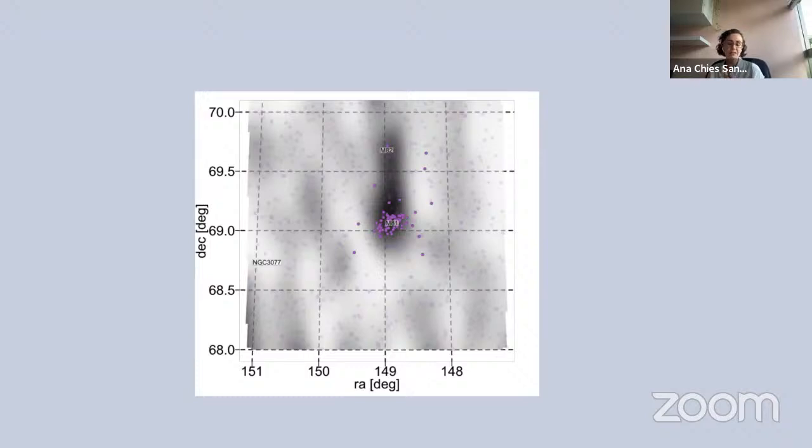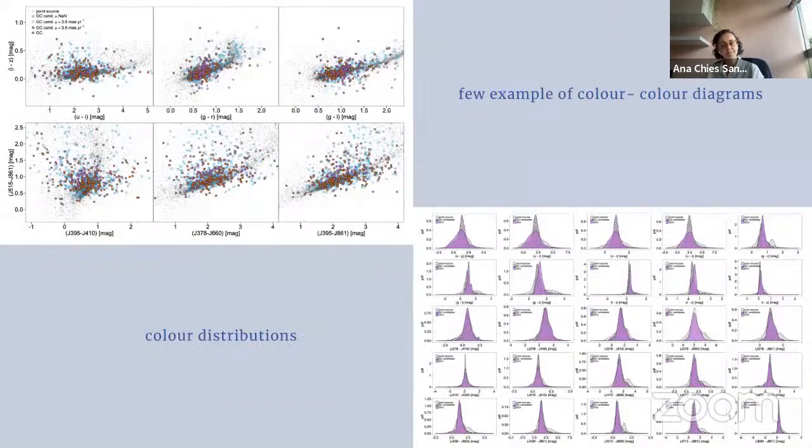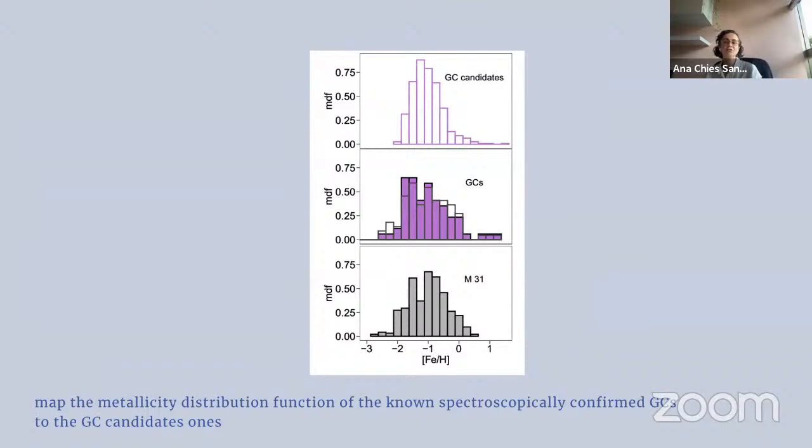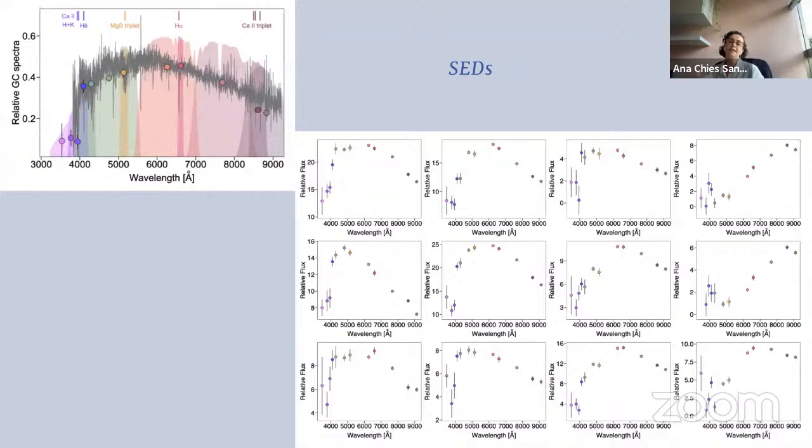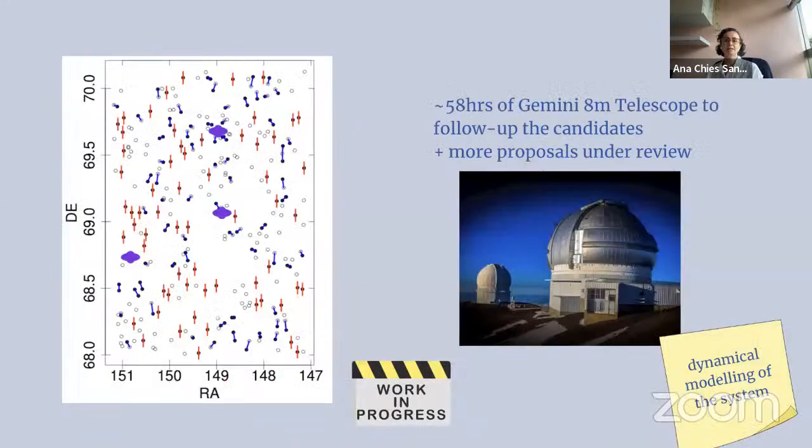This is because we think the training sample is for globular clusters, and this galaxy is an irregular one that has a lot of young clusters, so the properties are different. We look at a few example color diagrams and color distributions. We map the metallicity distribution function of the known spectroscopically confirmed GCs to the GC candidates, and study their spectral energy distributions, and they seem to be compatible with those of globular clusters. A few spectra have already been taken with Gemini North, with poor weather in Hawaii, and we have more proposals under review. So this is work in progress.